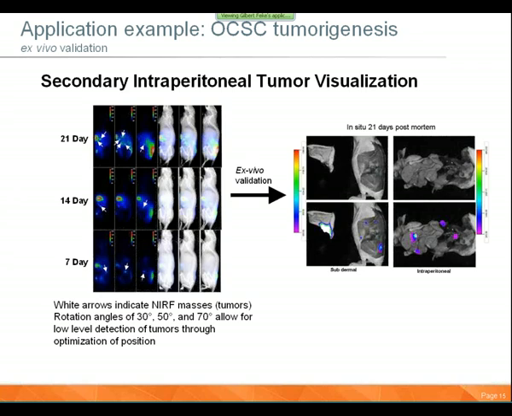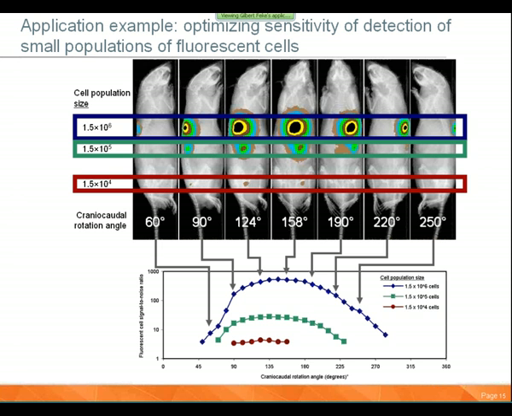Here's another example showing how the detection of small populations of fluorescent cells is optimized by rotational imaging. These were cells labeled with near-infrared fluorescent nanoparticles, and a serial dilution was injected subcutaneously at 3 separate sites. As the cell population size decreases, the angular window for detecting the cells also decreases.